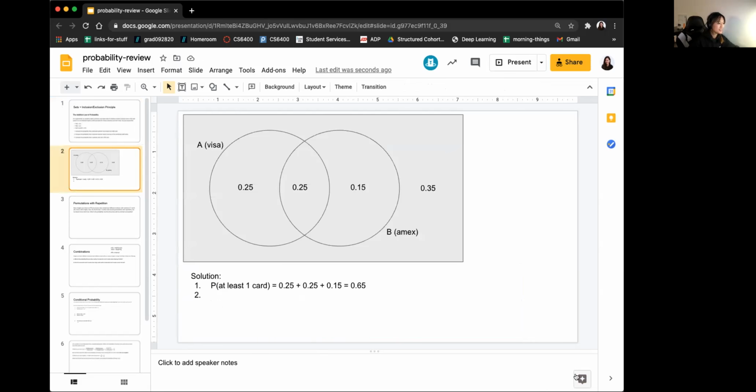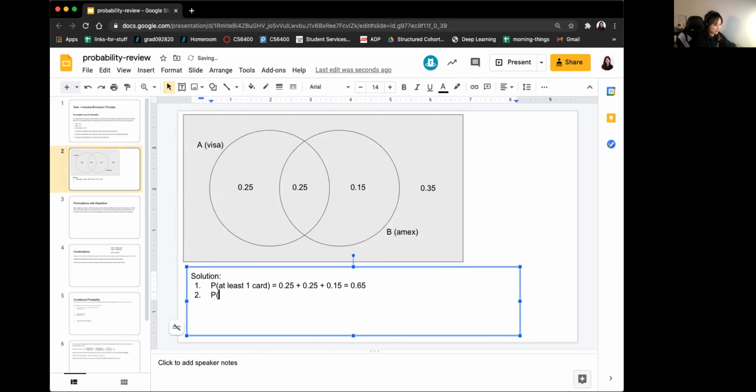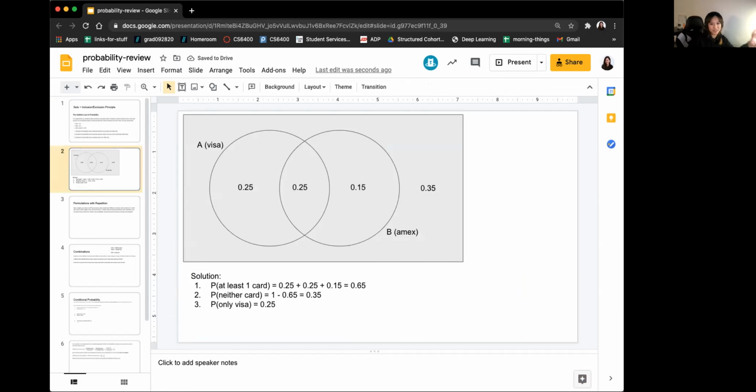Cool. All right, so probability that it's neither card. Again, because we have this, we know it's going to be 1 minus 0.65, or because we literally have 0.35 there, there's our answer. And then finally, only Visa. We know here that only Visa would be this crescent moon shaped part here. So we ended at 0.25. So just by taking the time to annotate a Venn diagram, getting these answers becomes a lot simpler.